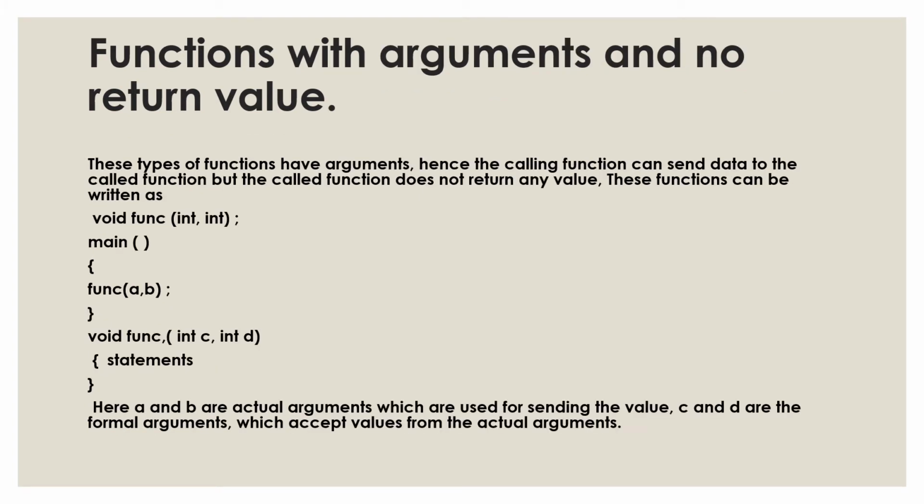Functions with arguments and no return value. These types of functions have arguments, hence the calling function can send data to the called function, but the called function cannot return any value. The function argument receives data from the calling function, but it returns no value. So these functions can be written in this format. Here, A and B are the actual parameters which are used for sending the values and C and D are the formal parameters which accept the values from the actual parameters.